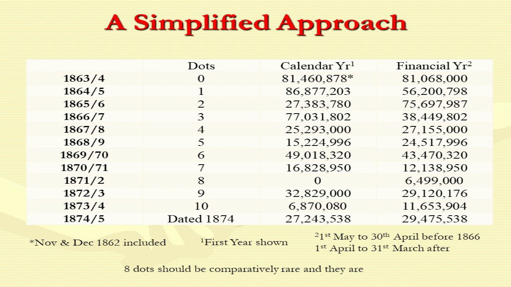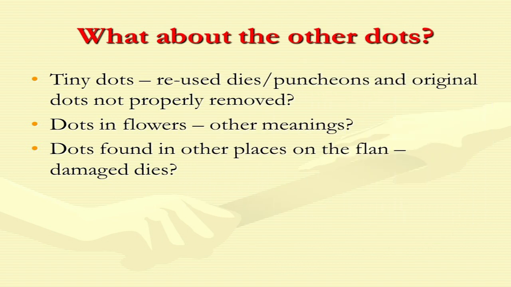People who were looking at it assumed that all the dots were to do with dates. Well, I would say that that's not true. The tiny dots that appear quite frequently are probably reused dies where they've tried to scrub out the dots but haven't very successfully. The dots in the flowers probably mean something else. And where we have funny combinations of dots, like 1 at the top and 10 at the bottom, it probably means something else. It's just the ones at the bottom that mean dates, and everything else means something else.